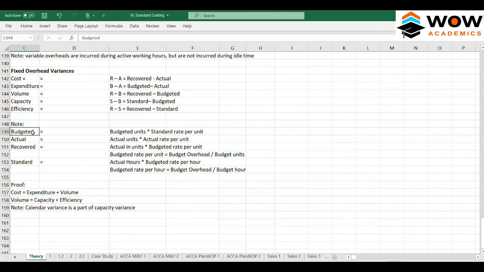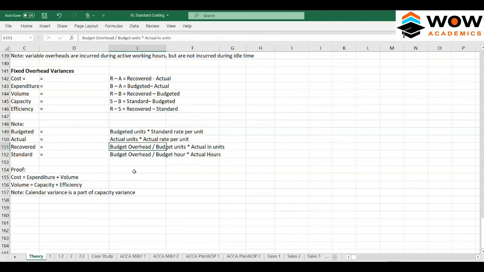So how do we find out the budgeted number? Budgeted is very simple. Multiply budgeted units into standard rate per unit, and you will get the answer. Actual is actual units into actual rate per unit. Recovered is budgeted overhead divided by budgeted units into actual units. If you put that, you will get recovered. Standard is budgeted overhead divided by budgeted hours into actual hours. If you put that, you will get the standard.